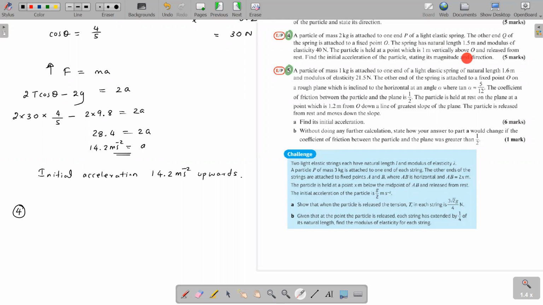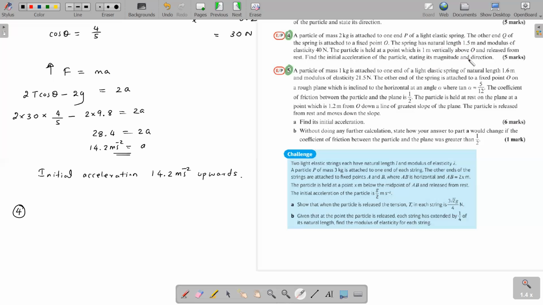Do you see what's going on here? So you are having the particle vertically above O. So O is the place where you have the fixed point, right? The other end Q of the spring is attached to a fixed point O. So the particle is held at a point which is 1 meter vertically above O. Okay, you can see natural length is also 1.5.